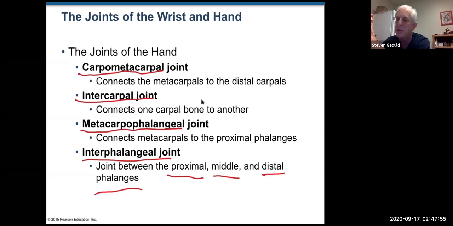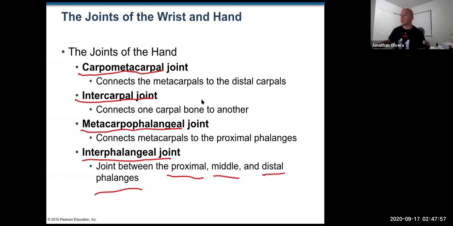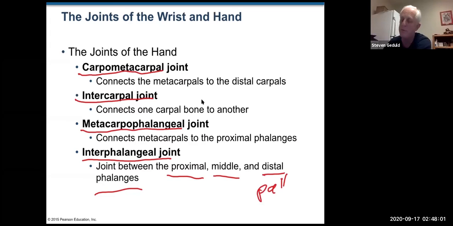Which one of the digits? The pollex, right? The pollex is your big thumb. That only has a proximal and a distal phalanx, only two. All the other digits have three: the proximal, middle, and distal.